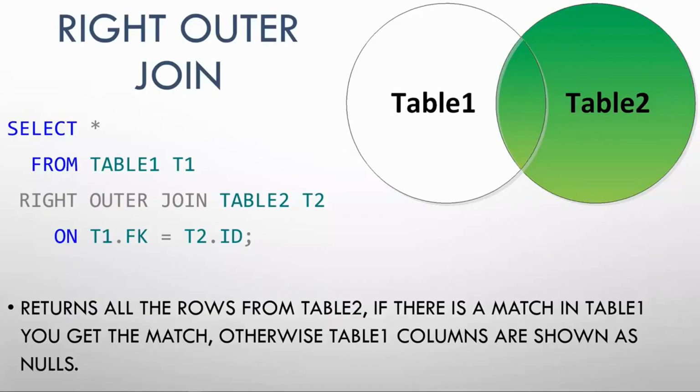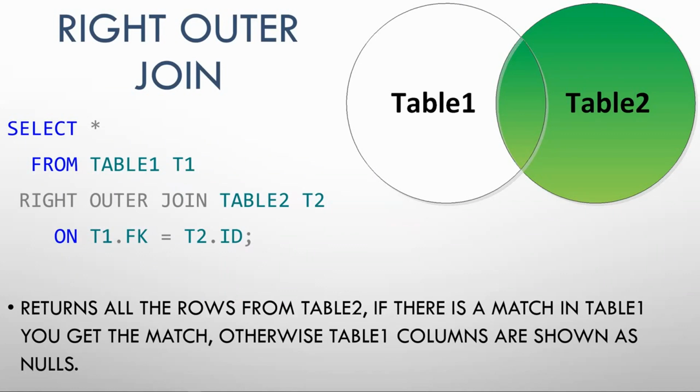Next, we have a right outer join. And the difference between a left and a right outer join is that it returns all the rows from table 2 instead of table 1. And if there's a match, it shows the same thing you would see on an inner join. But if there's not a match, it shows the table 1 columns as nulls. And all that we changed here was the word left outer to be right outer.